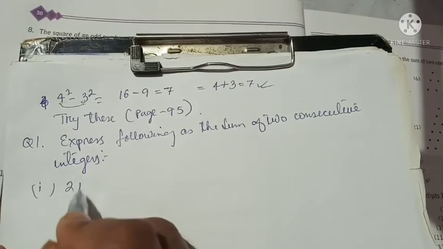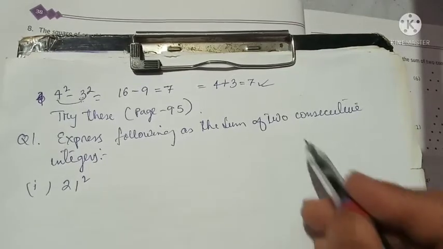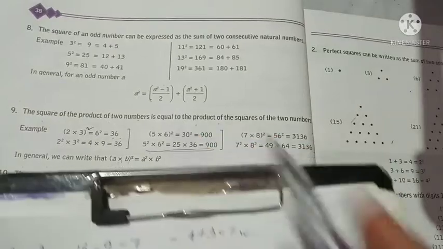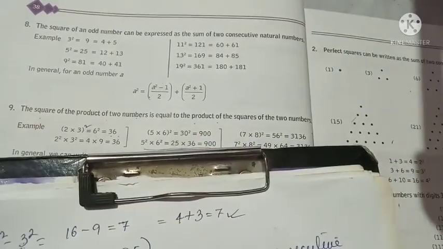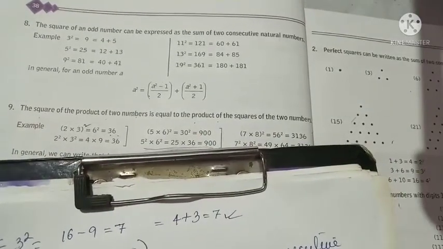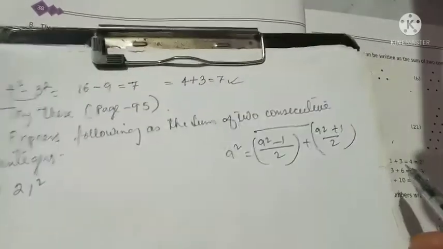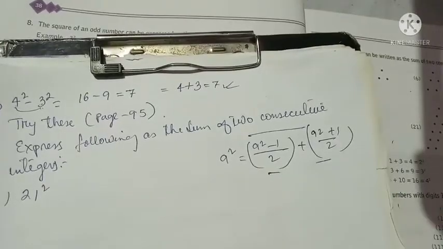Let's see. 21 square. You have to find out two consecutive numbers. How will you find them? You have to apply this formula: a square is equal to (a square minus 1)/2 plus (a square plus 1)/2. These are the two consecutive numbers.